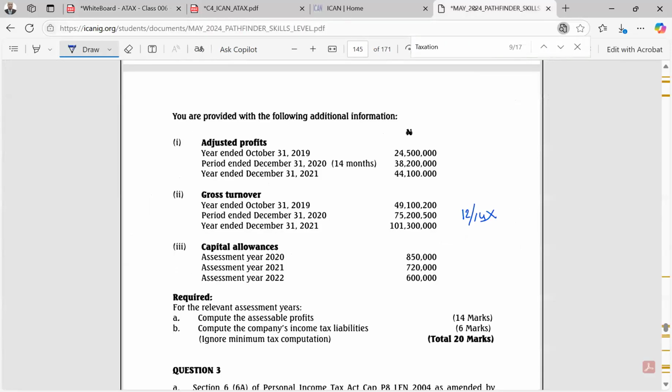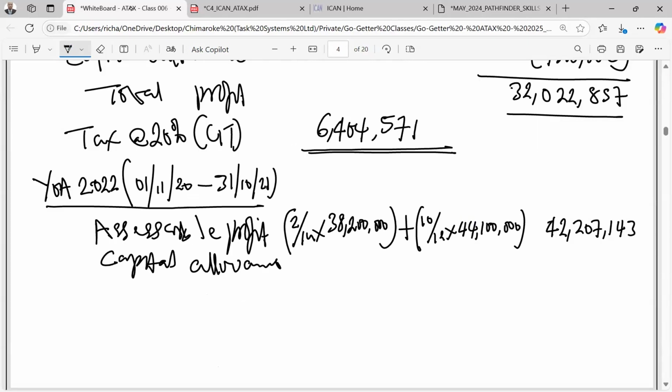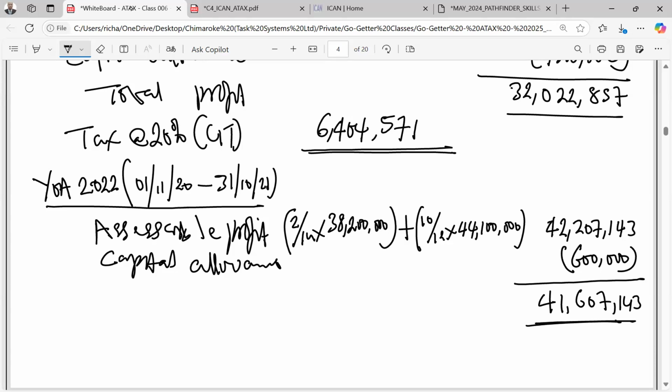Capital allowance is going to be 600. So that's going to be 600. You less it, that'll be 41,607,143. All right.